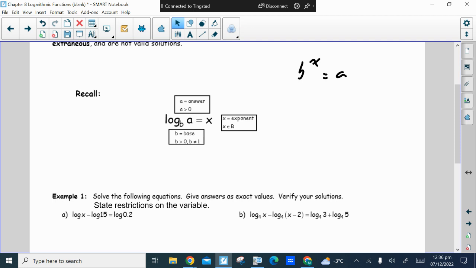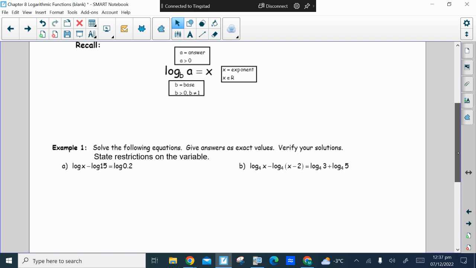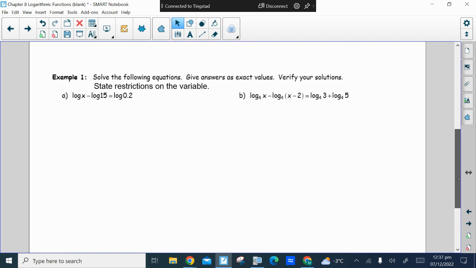b cannot equal 1, because when you convert from logarithmic to exponential, you get a base of 1. And in that case, it wouldn't matter what x is, the answer will always be 1. So having a base of 1 doesn't work, because when you convert it to an exponential, there's only one answer you'll ever get, no matter what the value of x is. And again, x is the exponent once we convert to exponential, and there are no restrictions on what x can or cannot be, because x is the answer in the logarithmic form. Your answers to logarithmic forms can be either positive or negative.